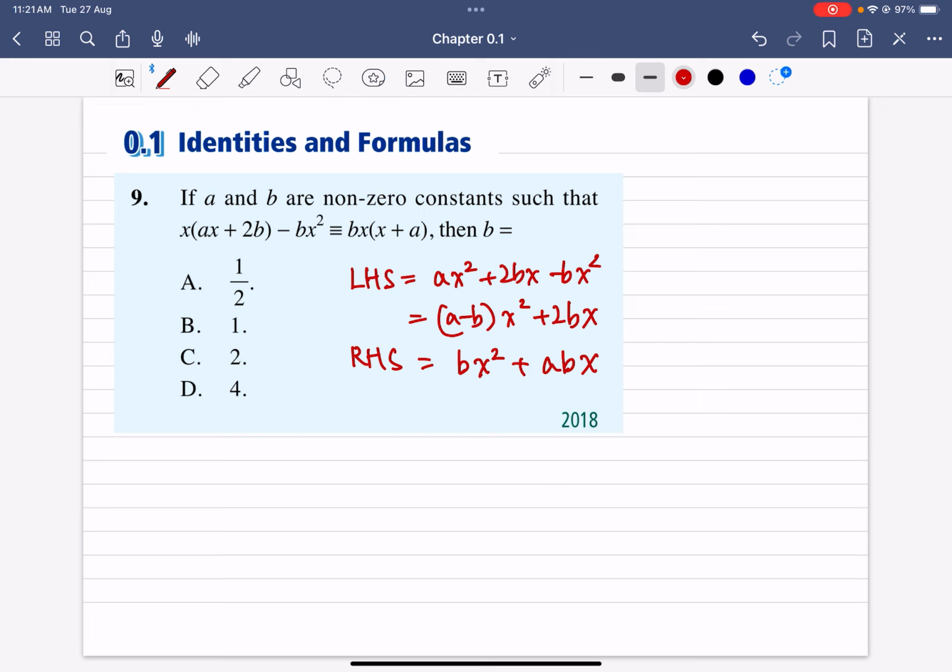So what will you do? When you look at x, the coefficient of x, 2b equals ab. So b is always equal to b, so 2 is equal to a. A is 2. And then compare the coefficient of x squared, so a minus b and b. So a is 2, so 2 minus b equals b. So that means 2 equals 2b. B is actually 1. So you get the answer.